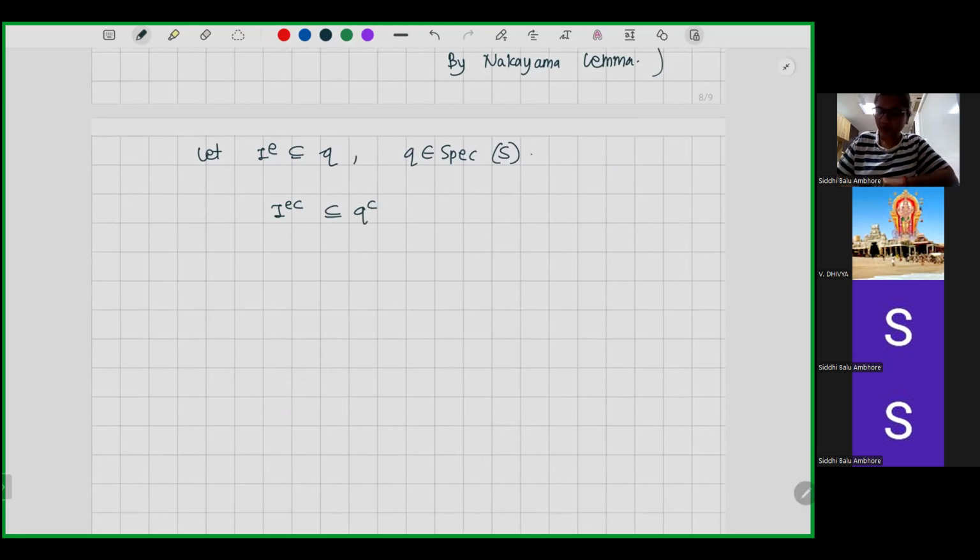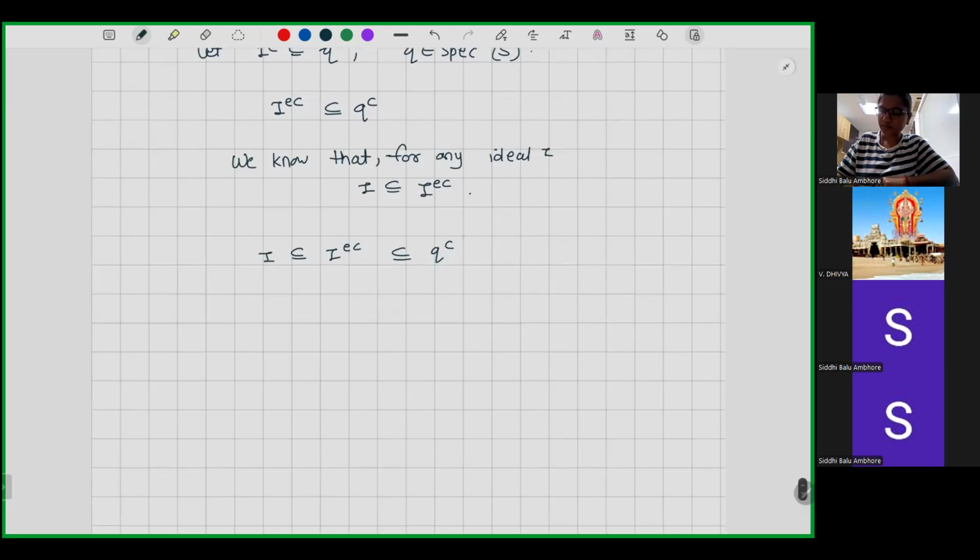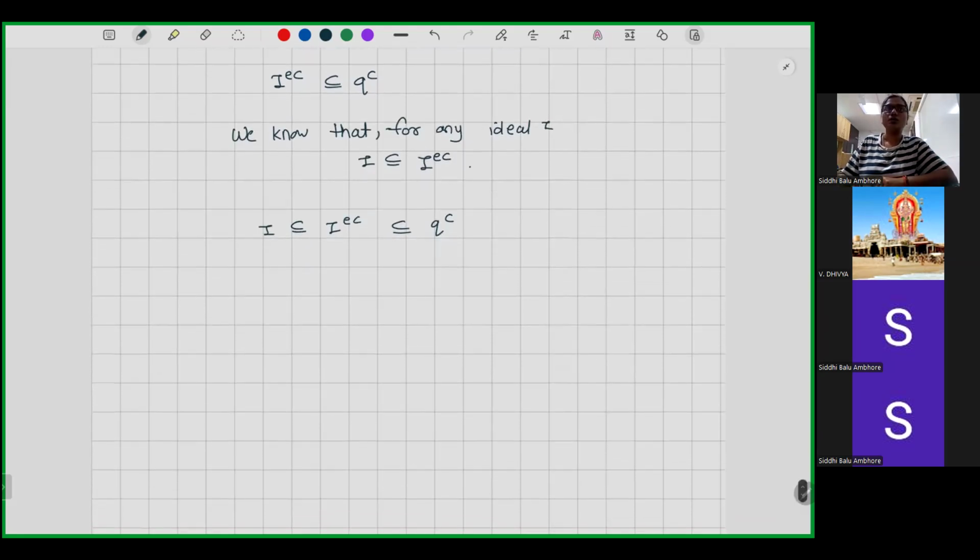But we know that for any ideal, I is contained in I extension contraction. You can see this, it is a quick check. So I have I contained in I extension contraction, contained in this Q contraction. If I take radicals, then the radical of I is contained in the radical of Q contraction.